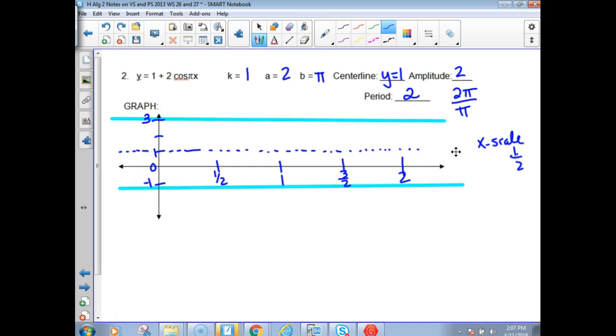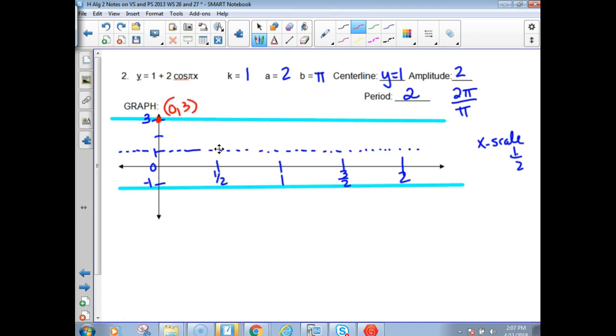There, center line is at 1. We're going to start graphing the cosine graph now. Okay, I've got everything I need. I've got the period. I've got the amplitude marked off. All right, so now I start graphing. Cosine normally starts at 1, 0, 1. This one's going to start at 0, 3.